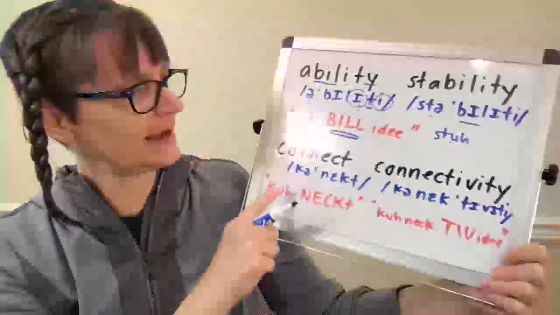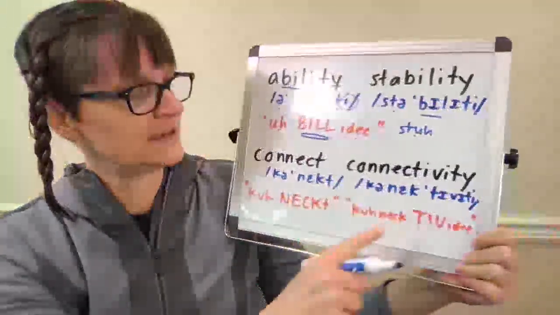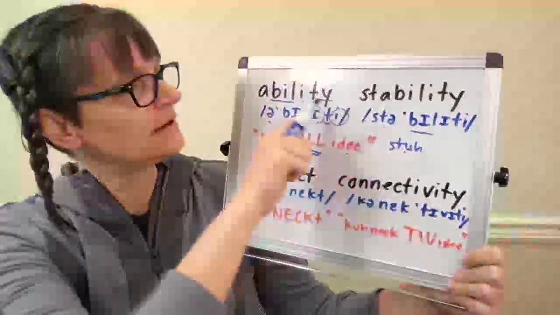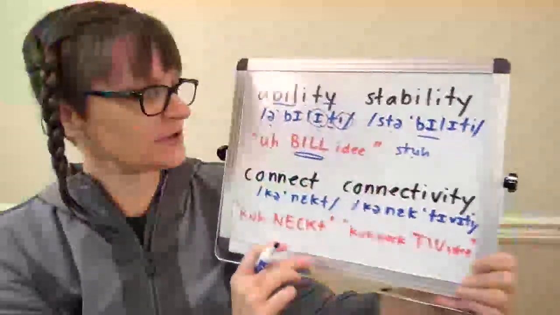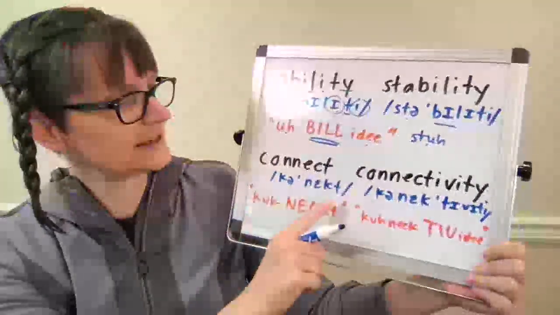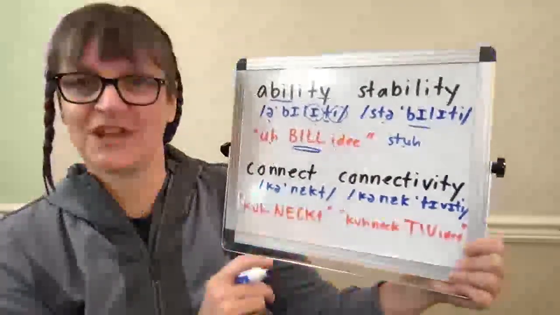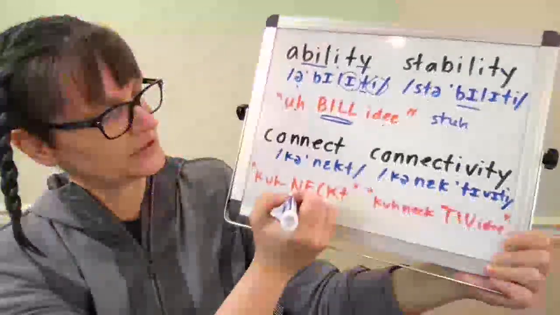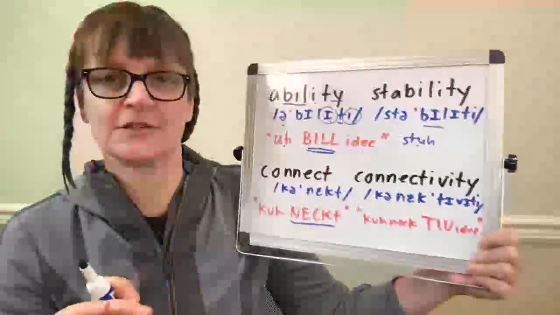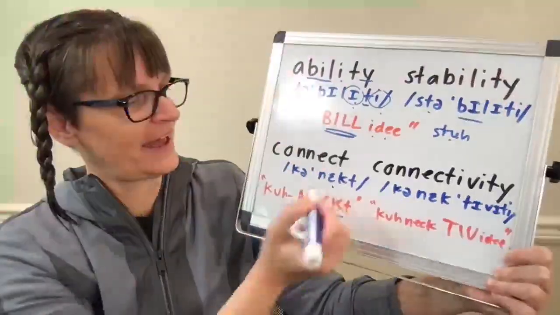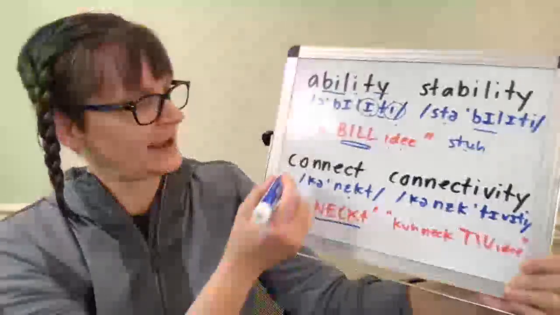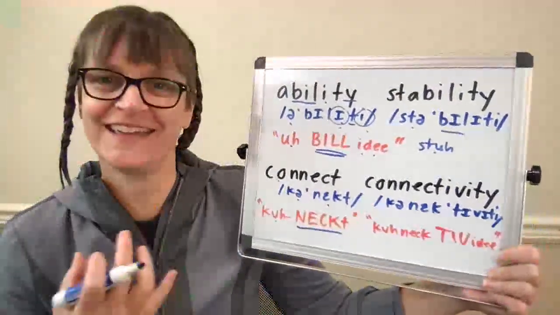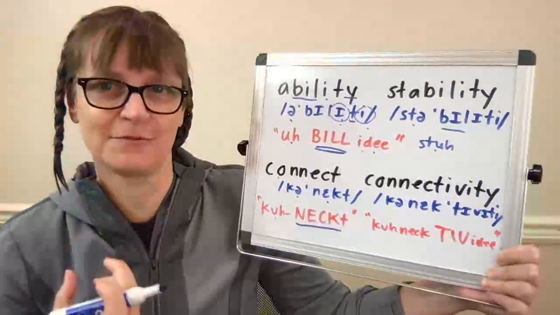Then looking at connect and connectivity, we have a change in the stress pattern. So both ability and stability have second syllable stress, but when we go from connect to connectivity, we change where we stress. So looking first at connect, we have second syllable stress. So my neck syllable is long, has the clear eh vowel like in red and tent. And then my letter O says the sound, vowel schwa. Again, unstressed first syllable has that reduced vowel.